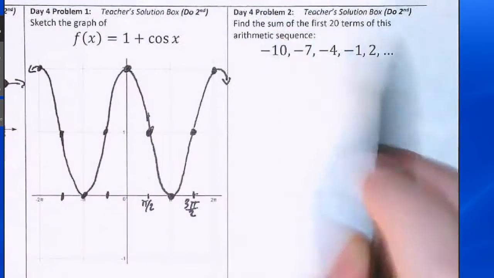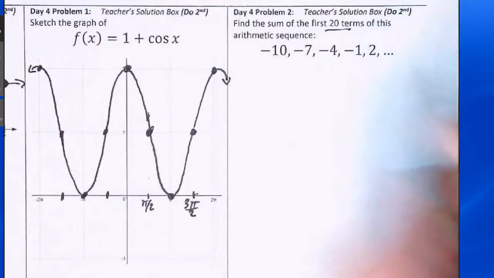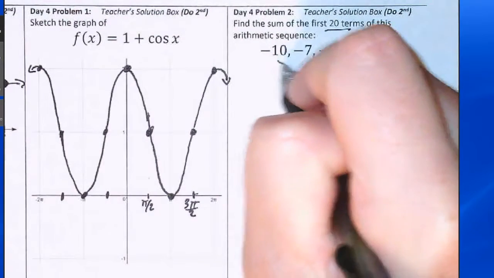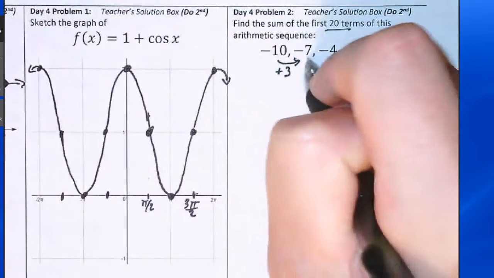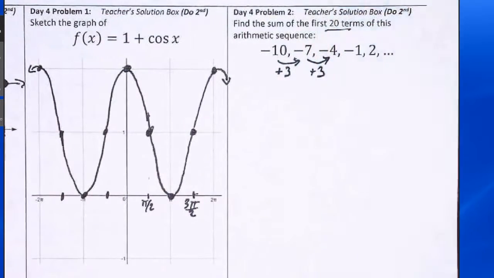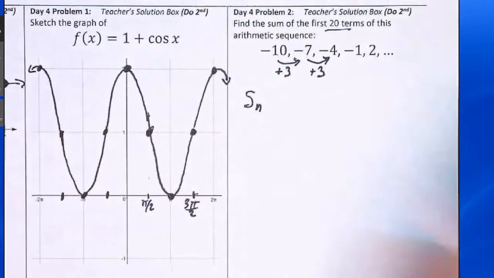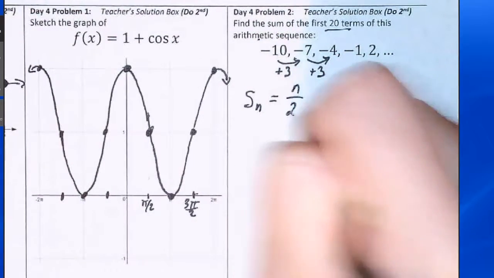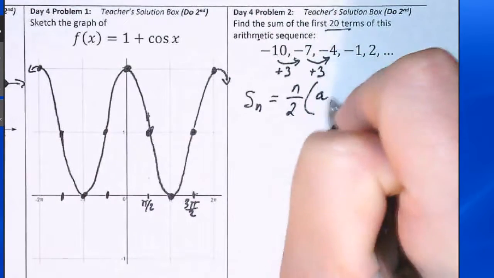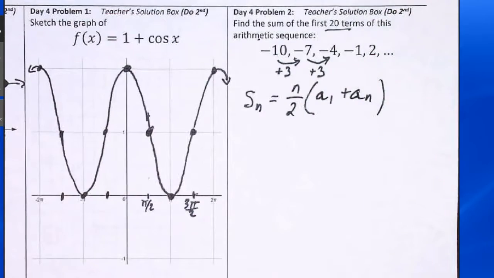Day 4, problem 2. Find the sum of the first 20 terms of this arithmetic sequence. The common difference between two terms is that it appears to be increasing by 3 each time. It has a constant rate of change. Now, a formula that we can use to find the sum of the terms of an arithmetic sequence is n divided by 2 times the first term plus the last term of the sequence.